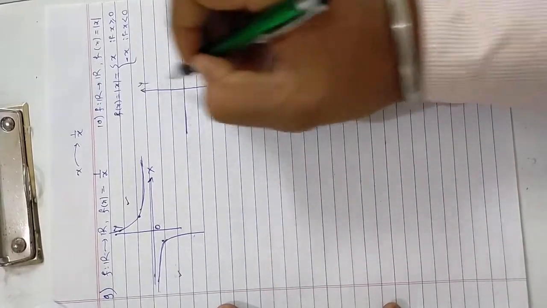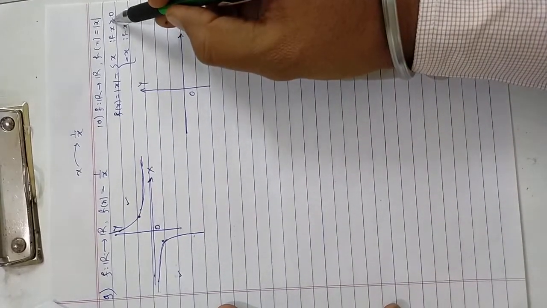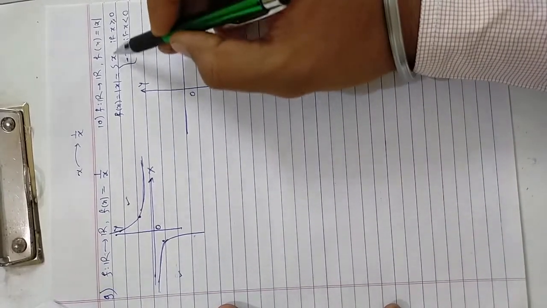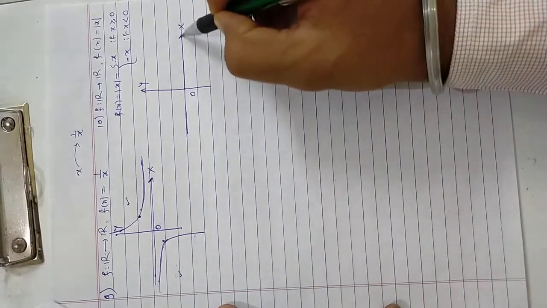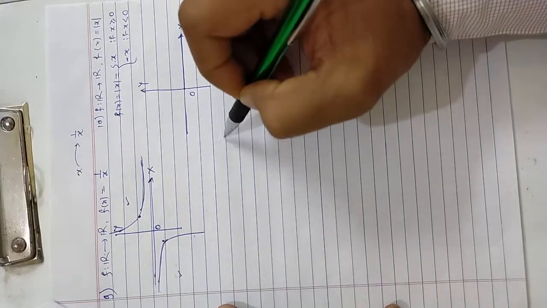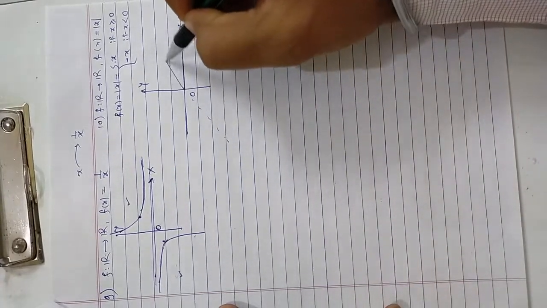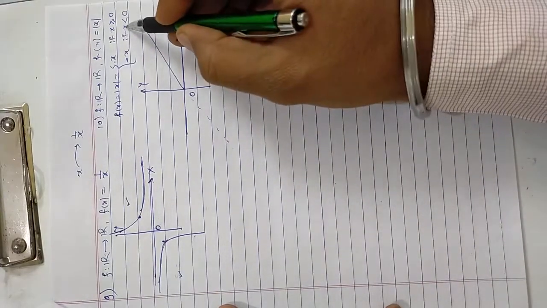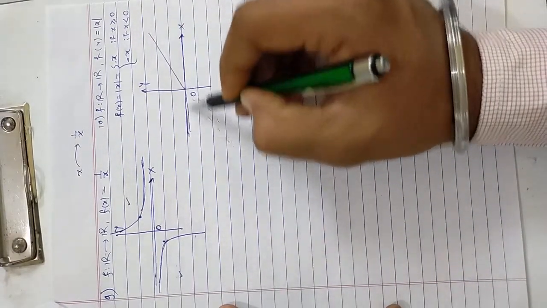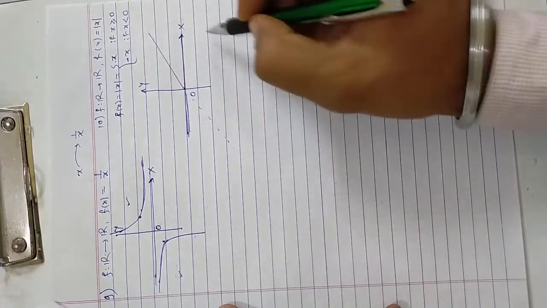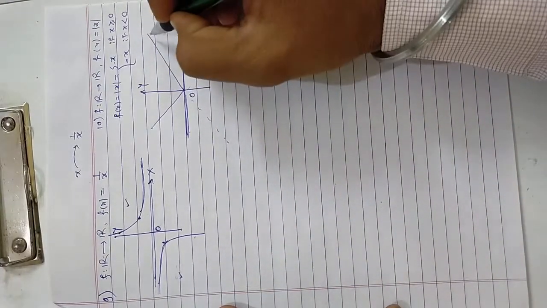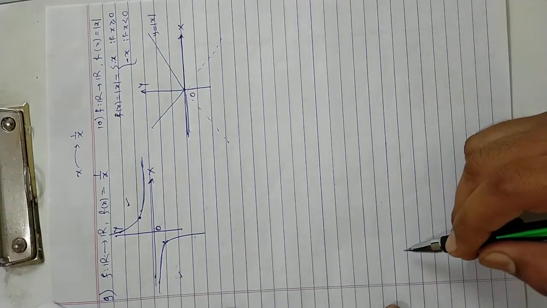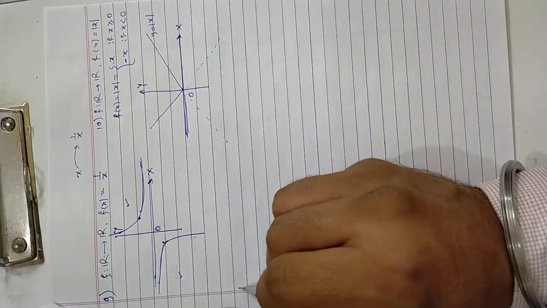So what will the graph of the function be? This is the x-axis, this is the y-axis, 0. If x is 0 or greater than 0, then the graph is y equal to x. So for positive x, the graph of the function is y equal to x. And if x is negative, x less than 0, the graph of the function is y equal to minus x. So this is the graph of y equal to mod x. Correct?